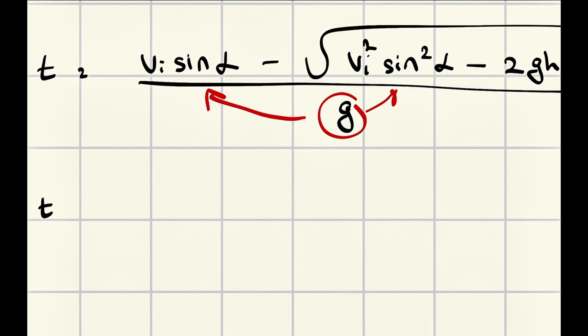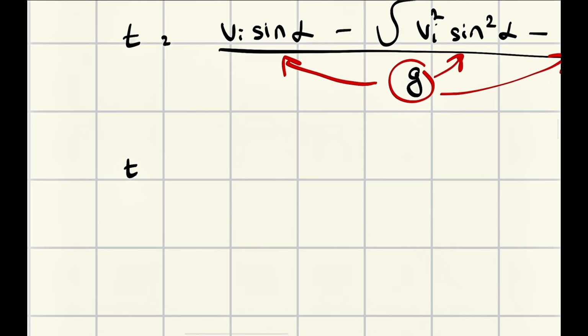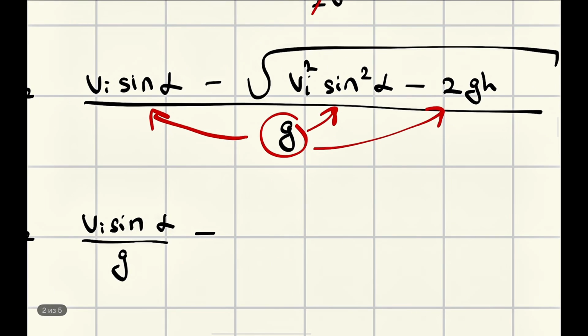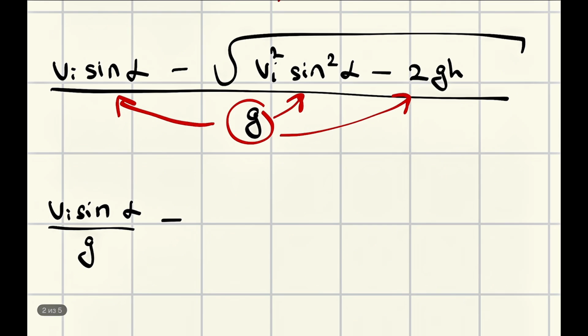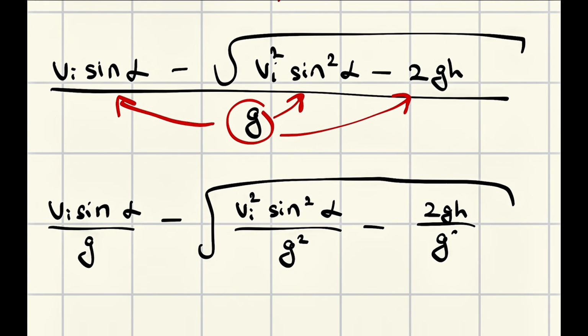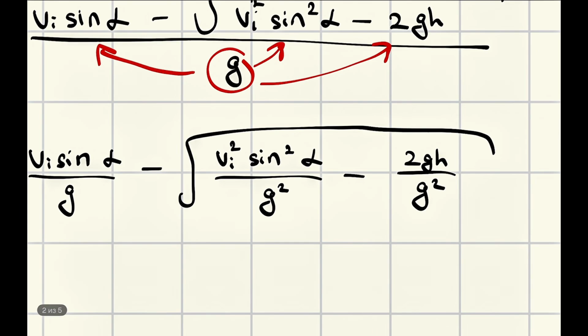So to this one personally, to this one personally, to this one personally, and you know what's going to happen right now. It's something like this: v initial sine alpha divided by g, and because of its square root, when we put everything inside the square root, it goes squared, right? So it's going to be something like this, all this squared. So it would be v initial squared sine squared alpha divided by g squared. This is very important. And minus 2gh, also g squared. Okay, and we can cancel this out.